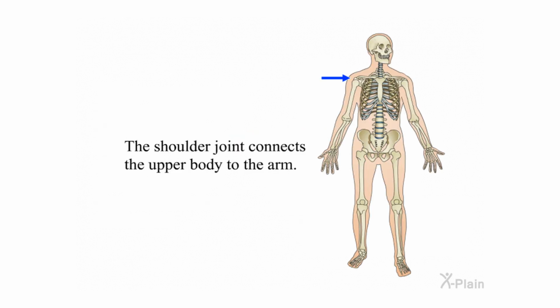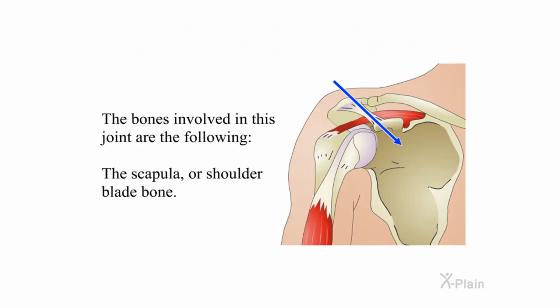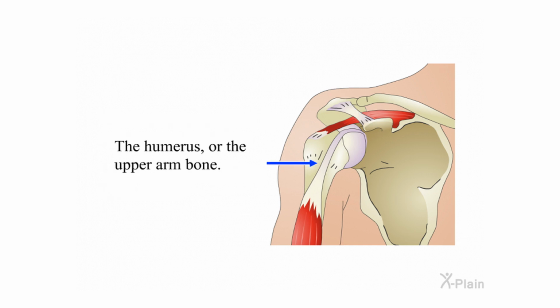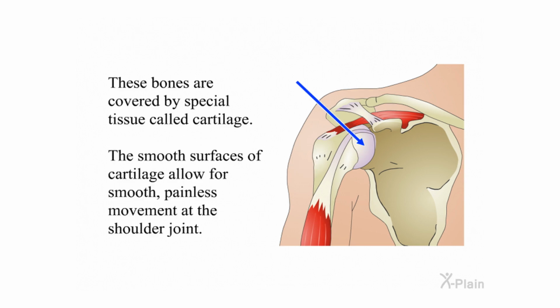Anatomy. The shoulder joint connects the upper body to the arm. The bones involved in this joint are the following: the scapula or shoulder blade bone, the humerus or the upper arm bone. These bones are covered by special tissue called cartilage. The smooth surfaces of cartilage allow for smooth, painless movement at the shoulder joint.